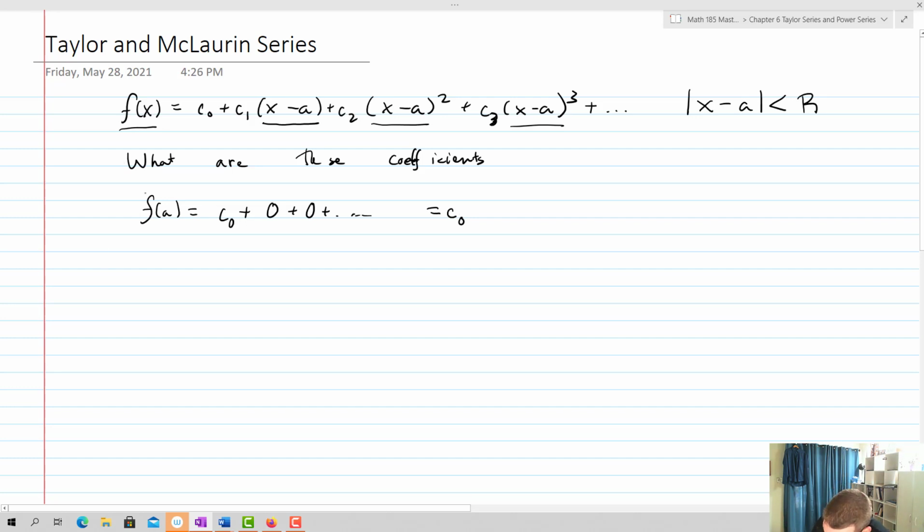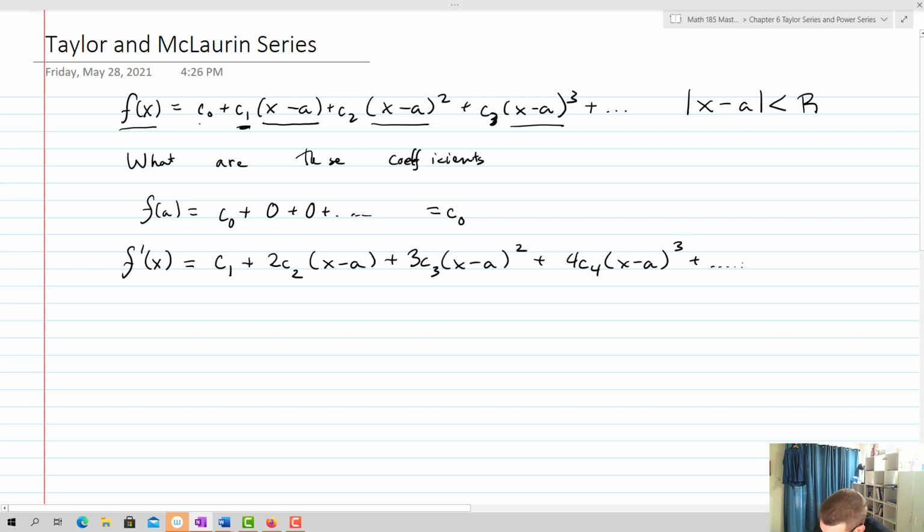Now, let's say, for example, next we want to know what c1 is, okay? So what we're going to do is we've got f prime of x now, and f prime of x is going to be, well, c naught is going to go away because it's just a constant, and then what we're left with is c1 plus 2c2 times x minus a plus 3c3 times x minus a squared plus 4c4 times x minus a cubed, and so on and so forth.